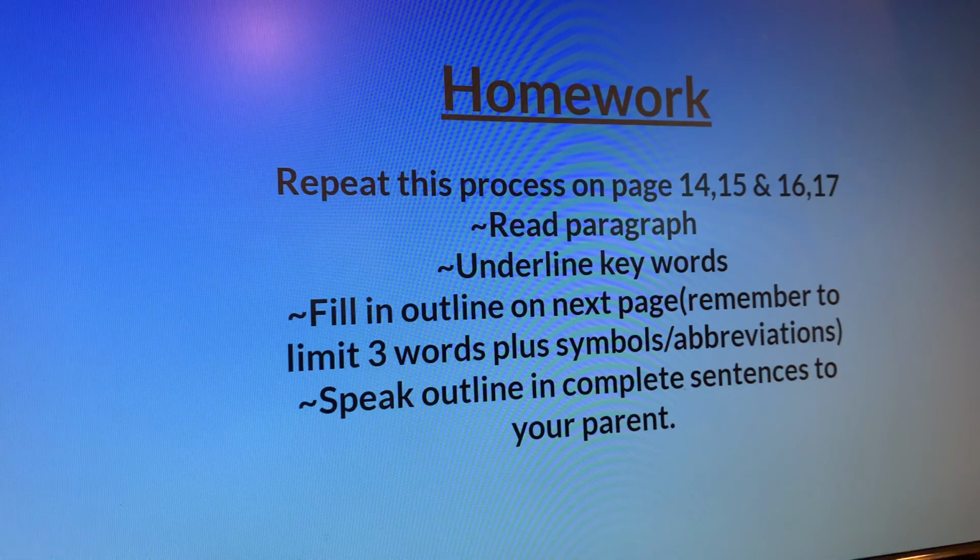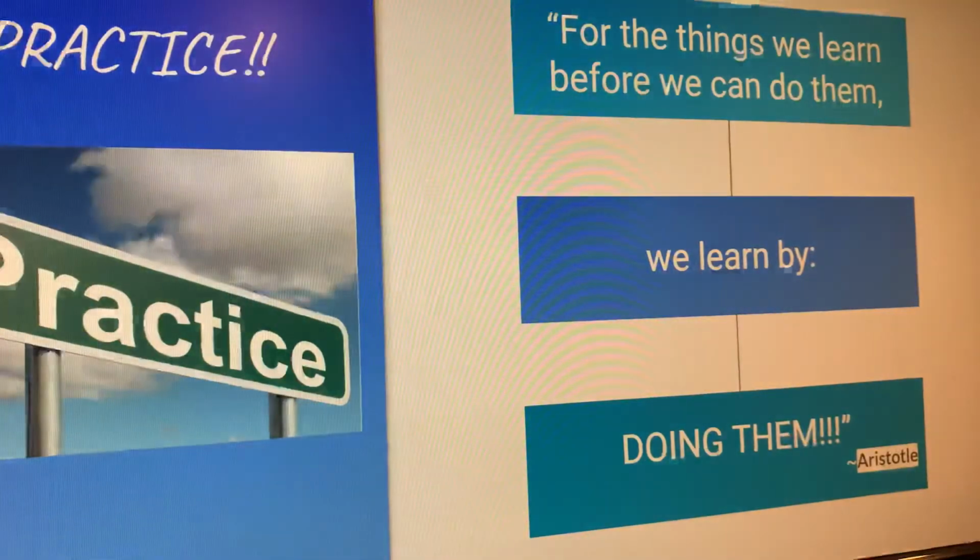Now, for some of you, this is really familiar. And when I say speak the outline and tell it back to a parent in your own words, I will have an example video for you to watch of me doing that with a student, just so you can get familiar with the process. But as far as this week's assignment, that's what we have, y'all.